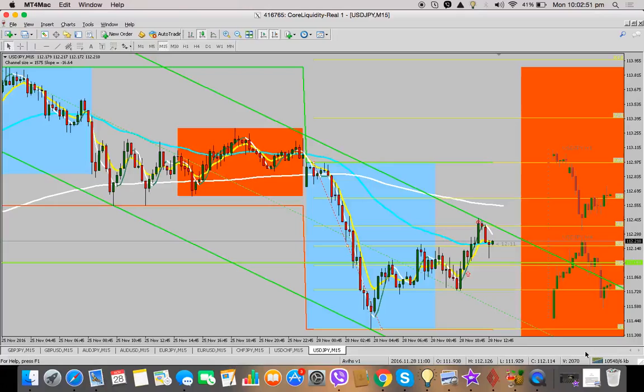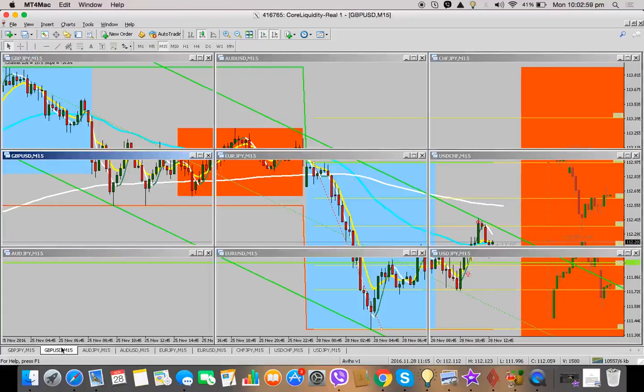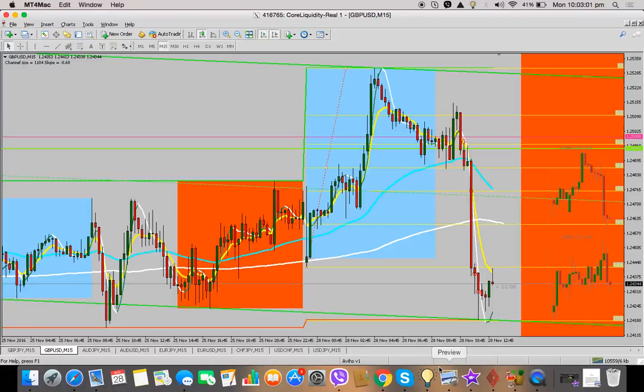Now, what was the other thing? I did not take a binary entry here, but this is something that you could have done here. The other forex trade that I did was off of this one. Now, my entry was here straight after this move.